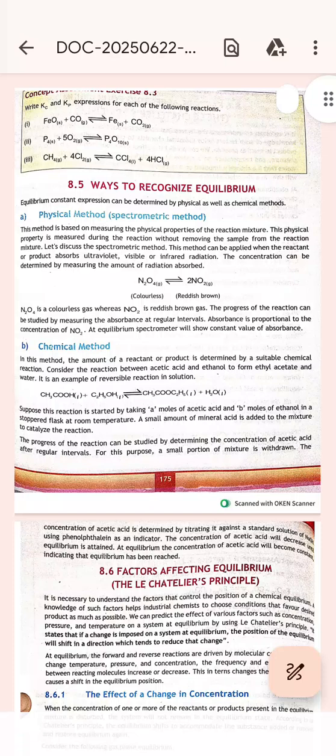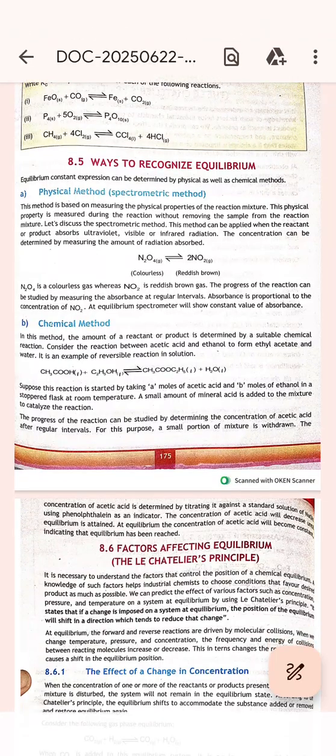Let's discuss the spectrometric method. This method can be applied when the reactant or product absorbs ultraviolet, visible or infrared radiation. The concentration can be determined by measuring the amount of radiation absorbed. N2O4, when it reacts, an equilibrium is established, and this is a reversible reaction, and the product is 2NO2, that is reddish brown gas. So N2O4 is a colorless gas where NO2 is a reddish brown gas.